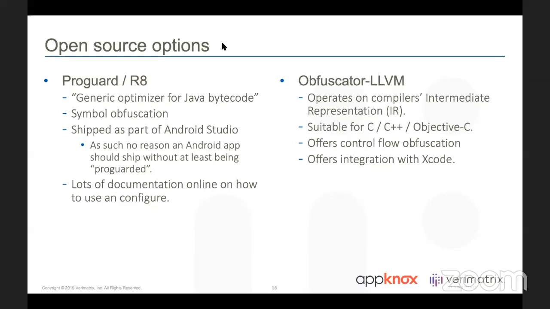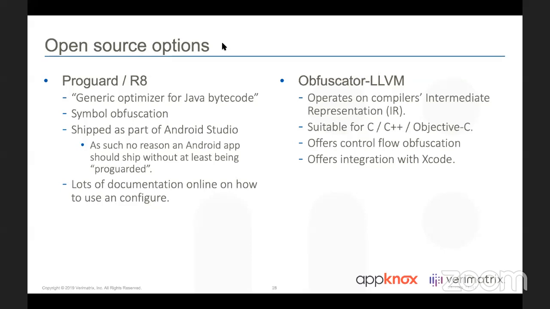If we move over from Android to iOS, which for the interest of balance is important, the iOS tool, Xcode, doesn't come with obfuscation out of the box, but there are open source options available. One to go and look for is called Obfuscator LLVM. It's on GitHub and it integrates with Xcode to provide some of the control flow obfuscation techniques that we've discussed today. It actually operates on the compiler's intermediate representation.